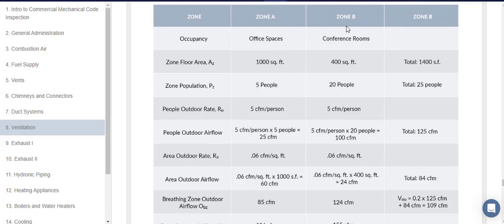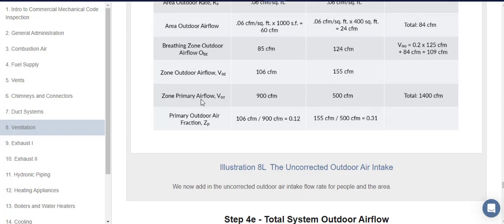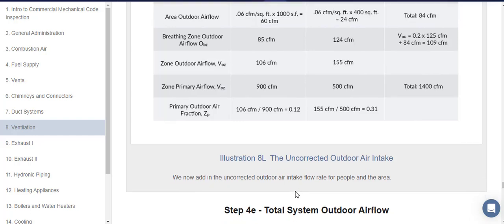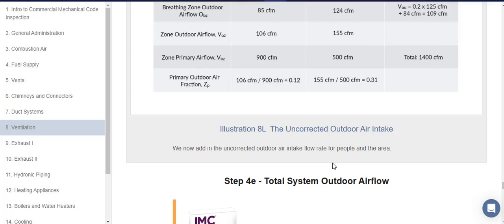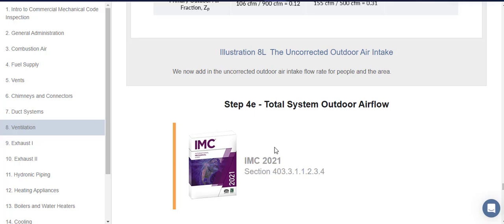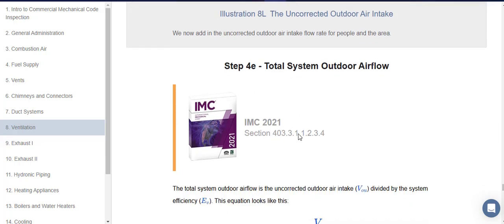Zone A, office space; zone B, conference room; and here is the table. Illustration 8L, the uncorrected outdoor air intake. Now we add in the uncorrected outdoor air intake flow rate for people and the areas. Step 4E, total system outdoor airflow.